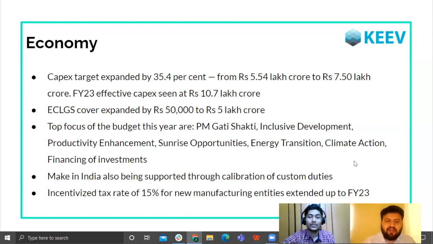local manufacturing. And then the other thing they have done is that for any new entity which is being set up, which will undertake manufacturing activities, they have come out with a discounted tax rate of 15%, which was available till 31st March 2022, but now they have extended it by 1 more year. So if you are setting up a new manufacturing company, that manufacturing entity will pay tax at the rate of 15% instead of the usual higher tax rate.